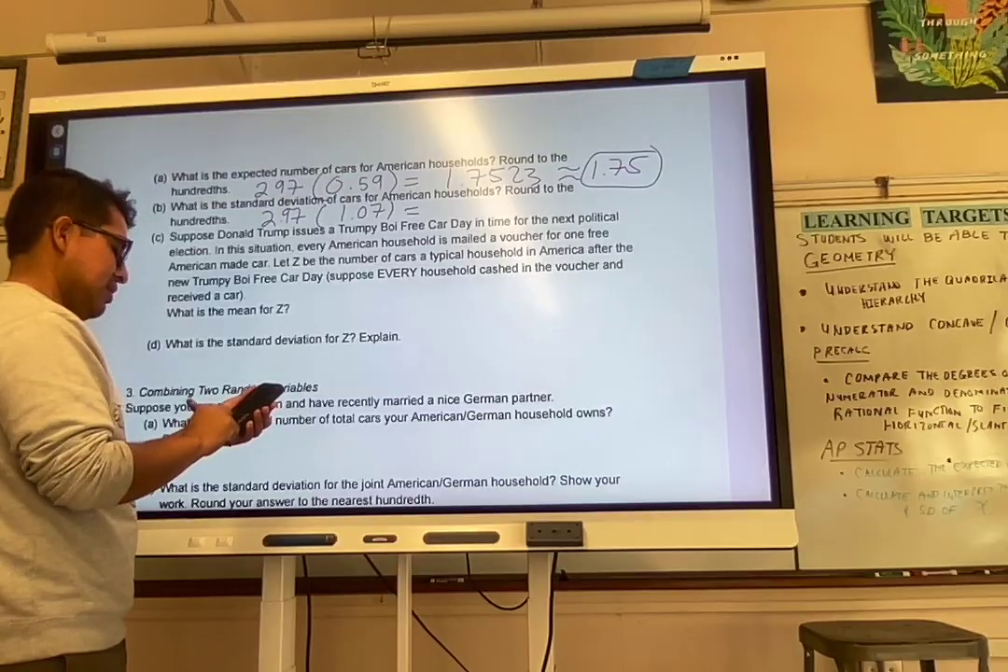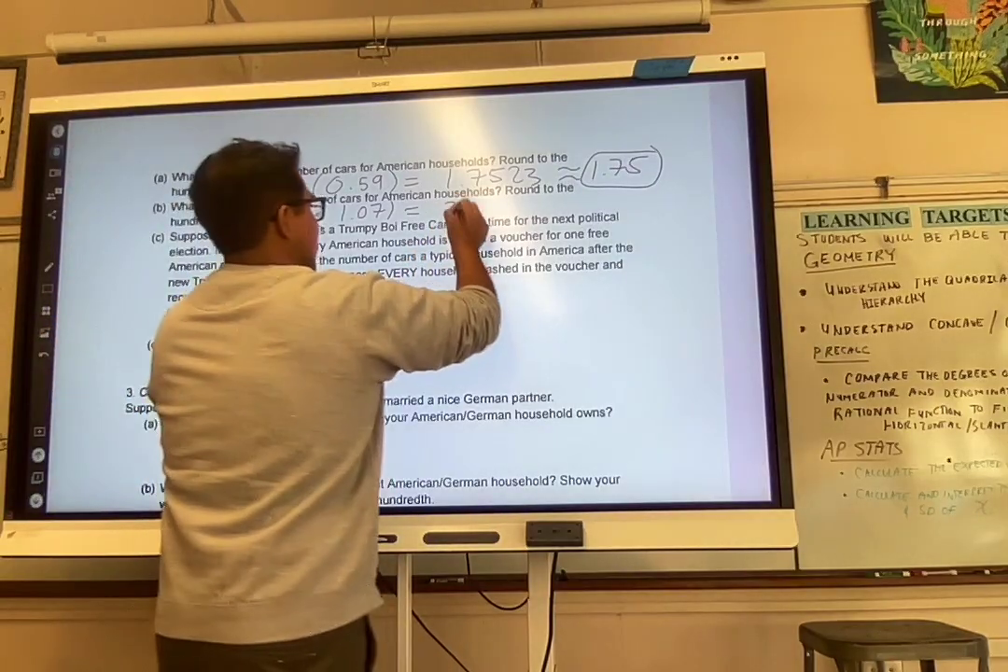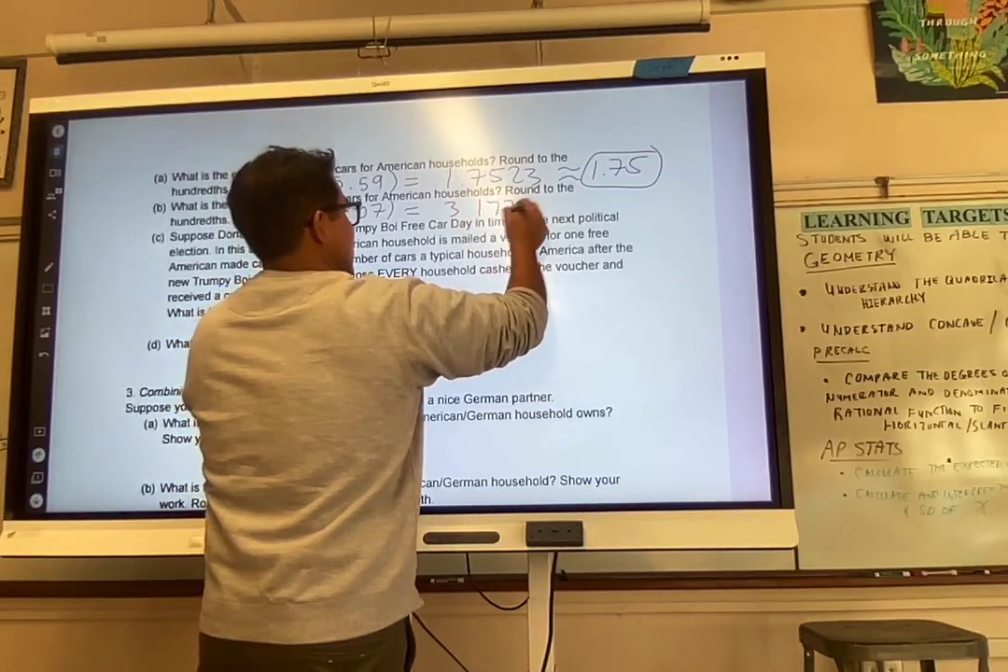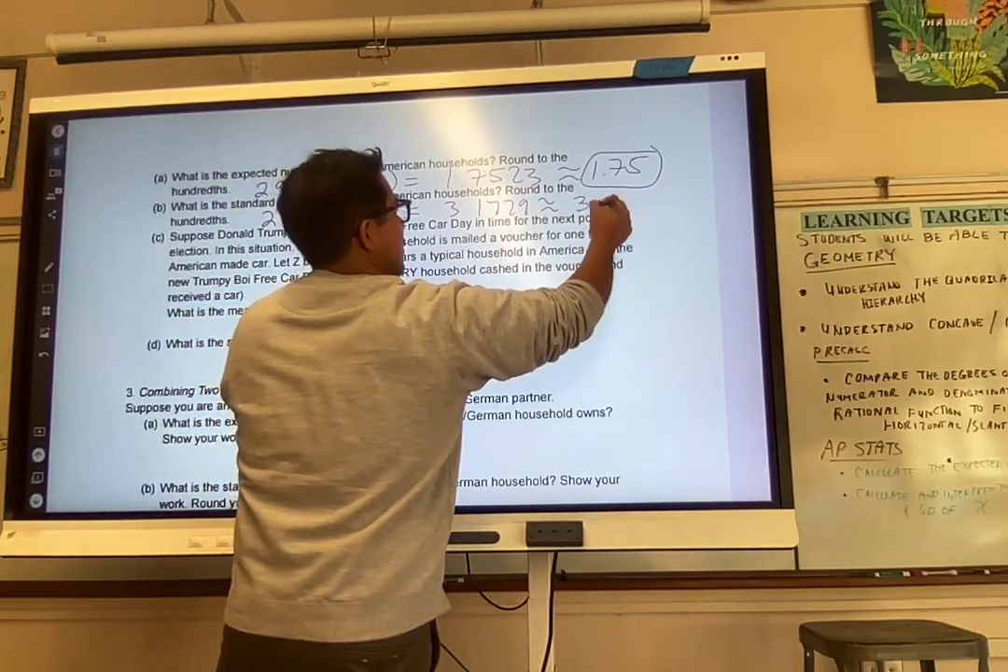So we just simply multiply and round appropriately. I'm doing the math right now. 2.97 times 1.07 gives me 3.1779. So round to the nearest hundredth, that's 3.18.